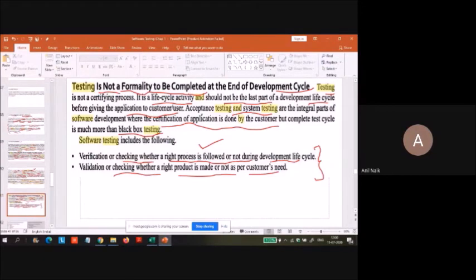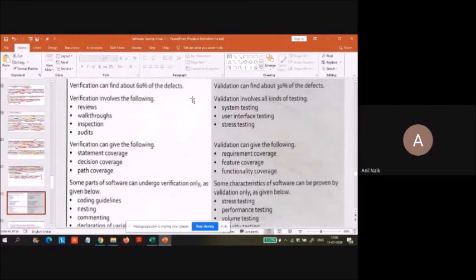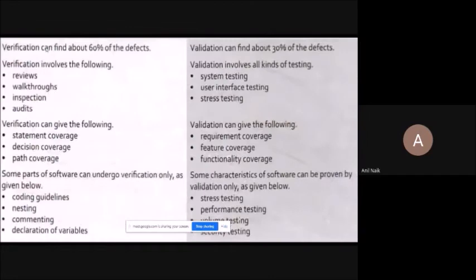Verification means you have to check whether the right process is followed or not, and validation means checking whether the right product is made or not. So what is verification and validation? In interviews you may get such questions. So in software testing, what do verification and validation cover?